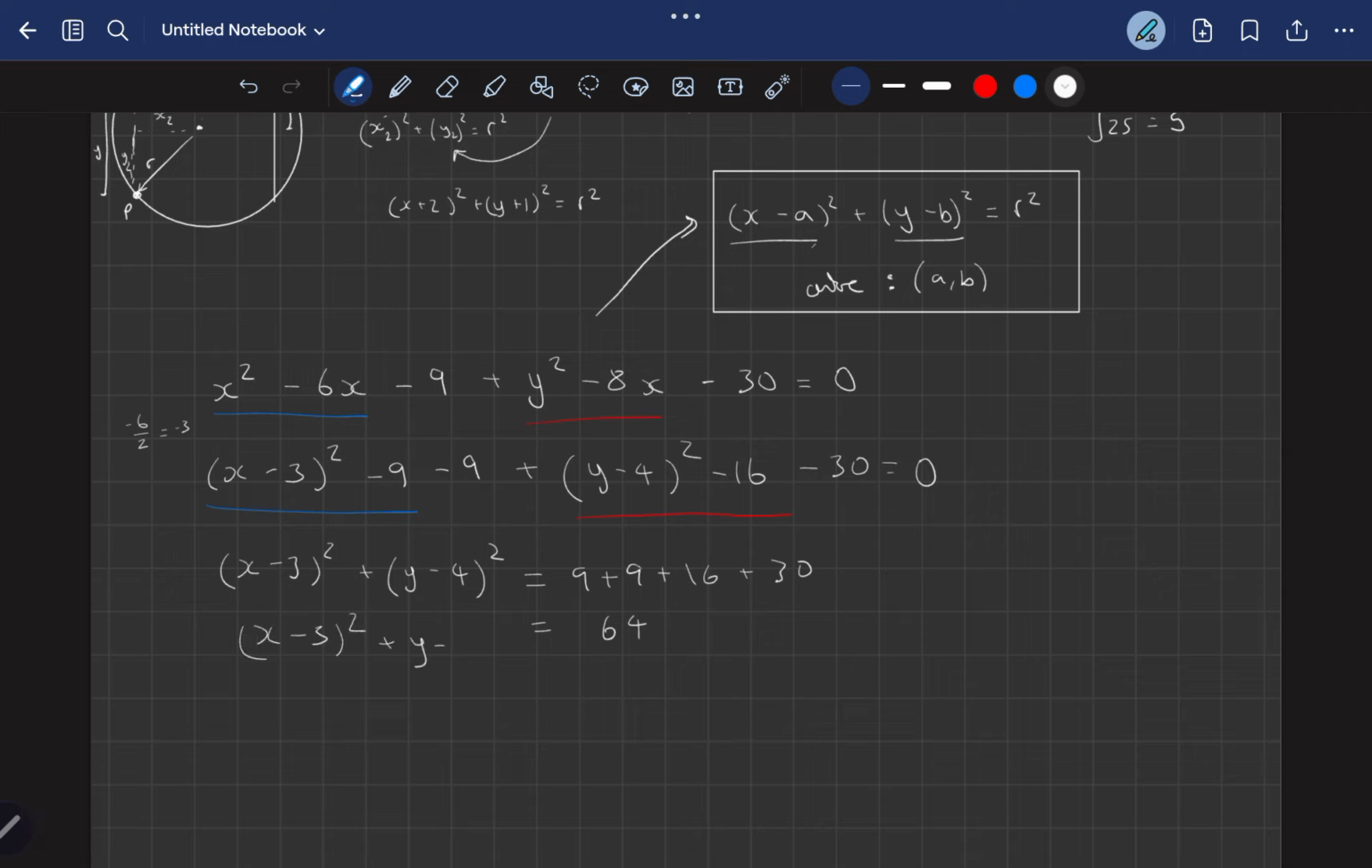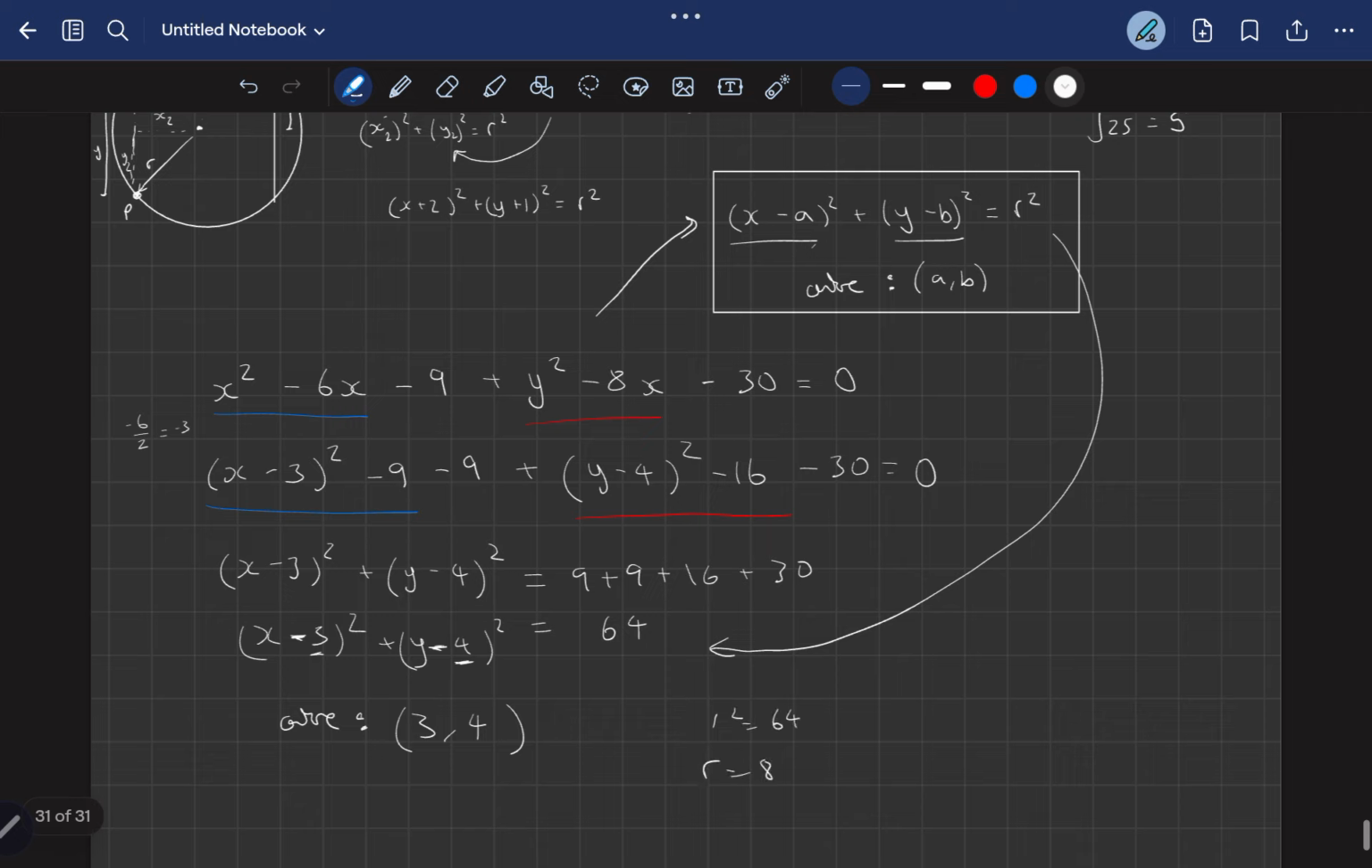Now, we have got this in the form that we like. And we just have to take out the data. So we know that the center is a comma b. And in this case, that's going to be 3 comma 4, because it's the minus 3 here and the minus 4 there. Make sure you remember that this has to be a minus. Now, r squared is 64. Means r is 8. So the radius is 8. The center is 3 comma 4.